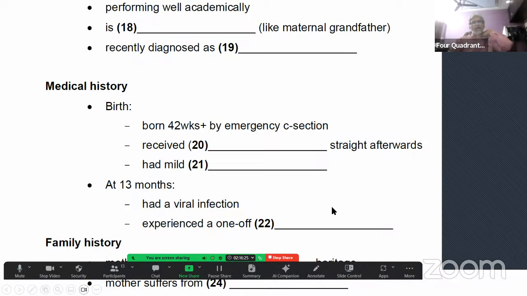Next, question number 18. Performing well academically is dash like maternal grandfather. He is dash like maternal grandfather. He is diabetic maybe. He is tall maybe. He is short maybe. He is fat maybe. So like maternal grandfather. Family history maybe related to that one. Maybe diabetic. Maybe asthmatic. Maybe something else.